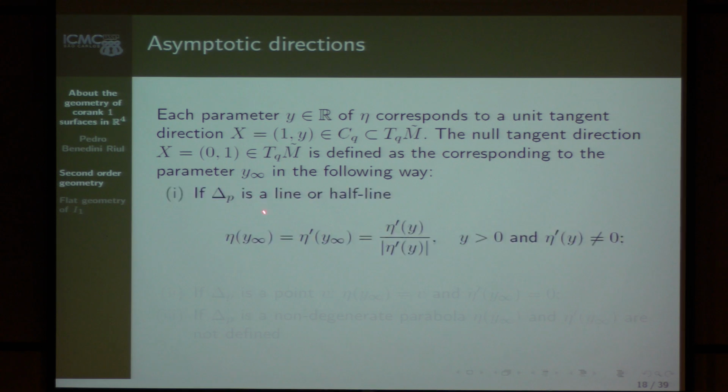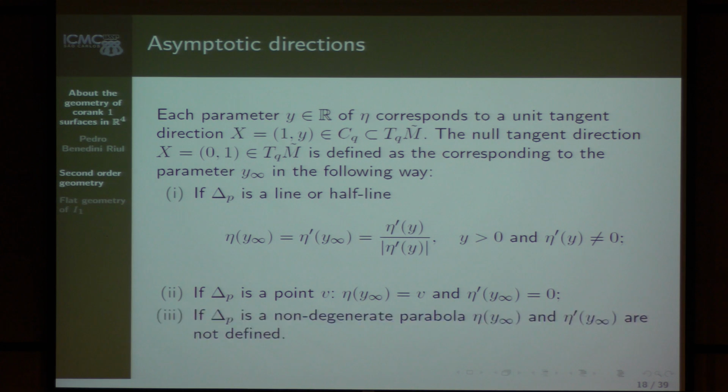If the curvature parabola is a line or a half line, eta of y infinity is equal to eta prime of y infinity, and they are equal to this vector. It's important to see that they are equal. It will be important later. If Δp is a point v, of course, eta of y infinity must be v, and its derivative must be 0 since it's a point. And if Δp is a non-degenerate parabola, these vectors are not defined.